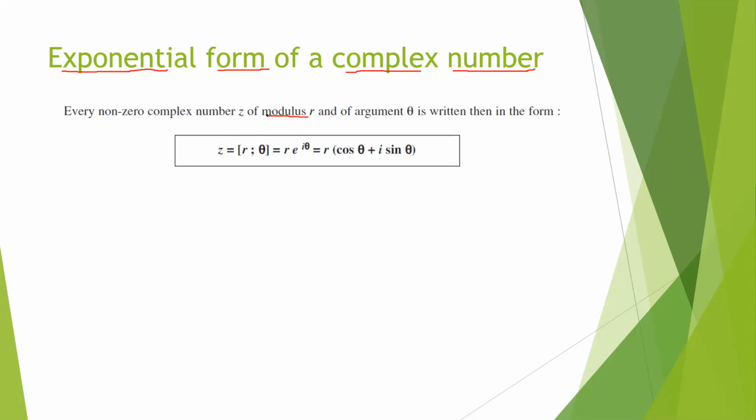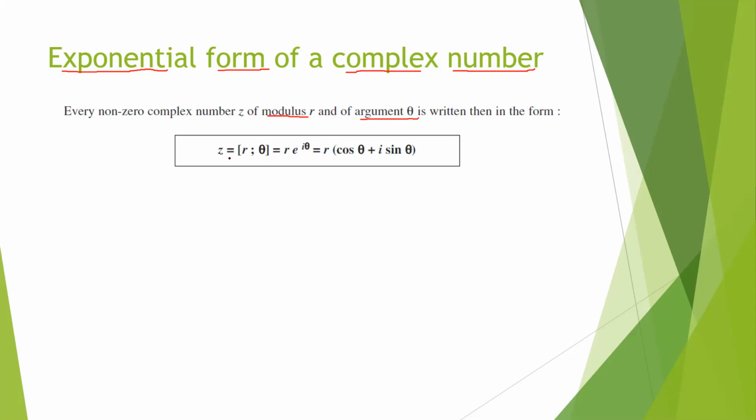Modulus, how to determine the modulus? Radical A square plus B square. Okay. And theta is the argument.